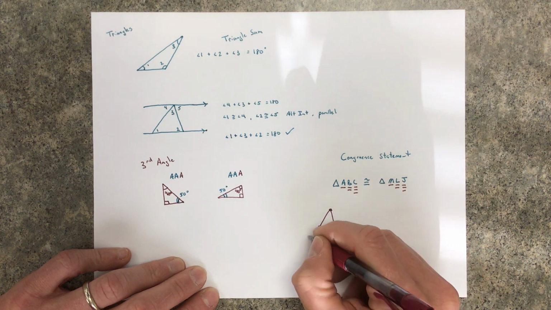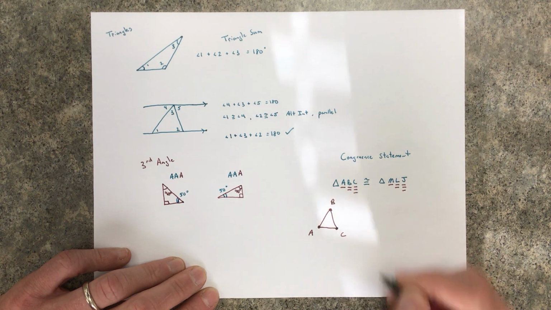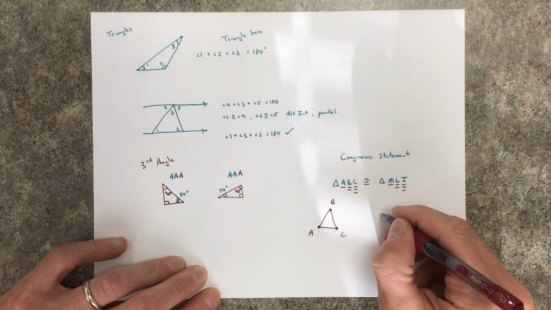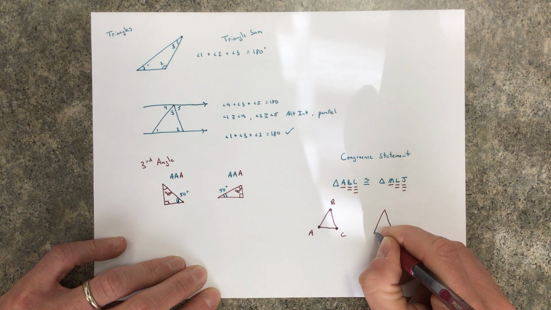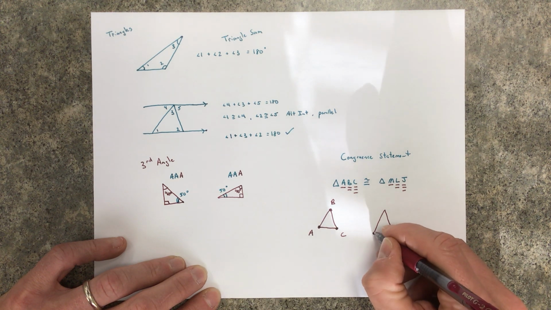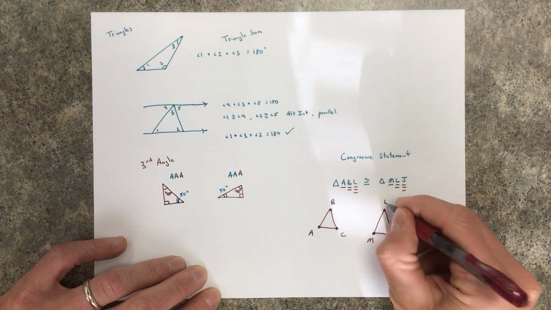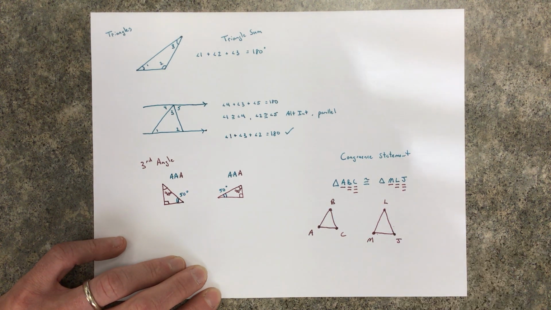Let's label these A, B, C. And so let's label another congruent triangle, right? And again, I'm going to draw it so the order is the easiest. A and M are matched. L and B are matched. And J and C are matched.